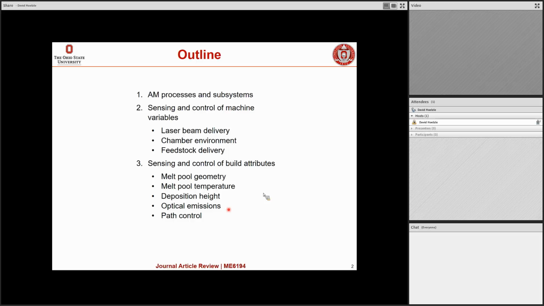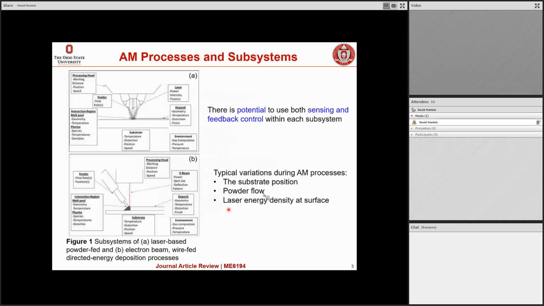So let's go to the first chapter, the AM process and the subsystem. Here, the figure shows the first one, A is the laser-based powder feed, and B is the electron beam and wire-fed directed energy deposition processes.